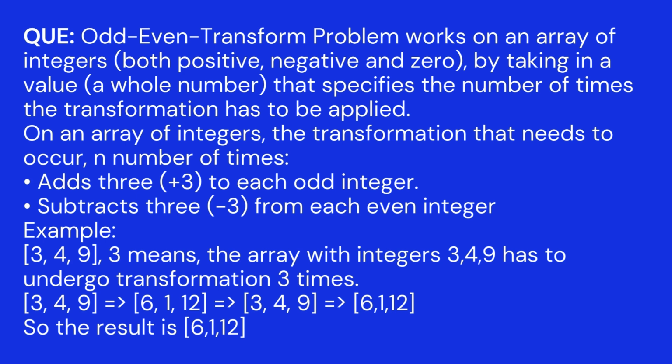Question. The odd-even transform problem works on an array of integers, both positive, negative, and 0, by taking in a value, a whole number, that specifies the number of times the transformation has to be applied. On an array of integers, the transformation that needs to occur n number of times adds 3 to each odd integer and subtracts 3 from each even integer. Example: 3, 4, 9. 3 means the array with integers 3, 4, 9 has to undergo transformation 3 times. So the result is 6, 1, 12.